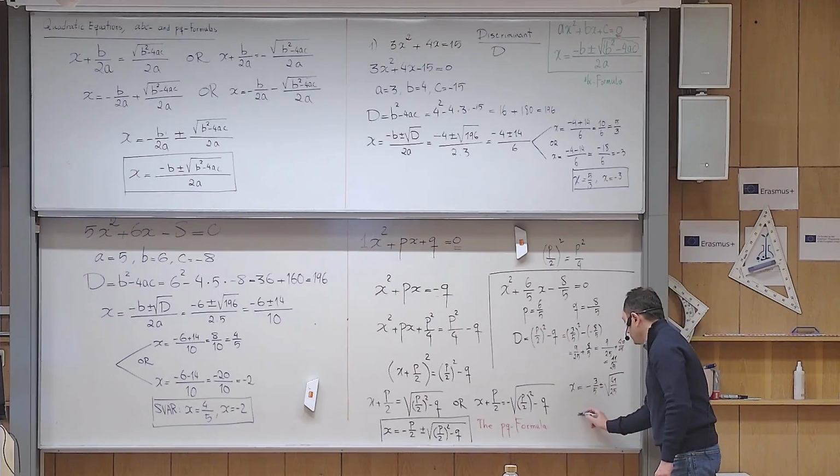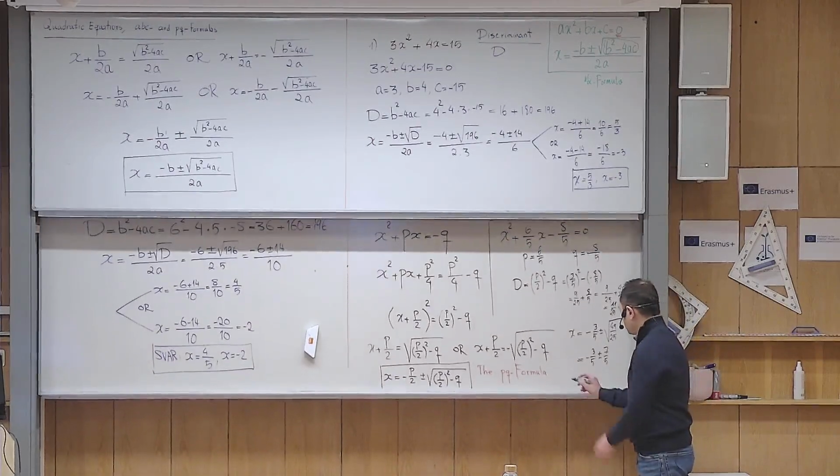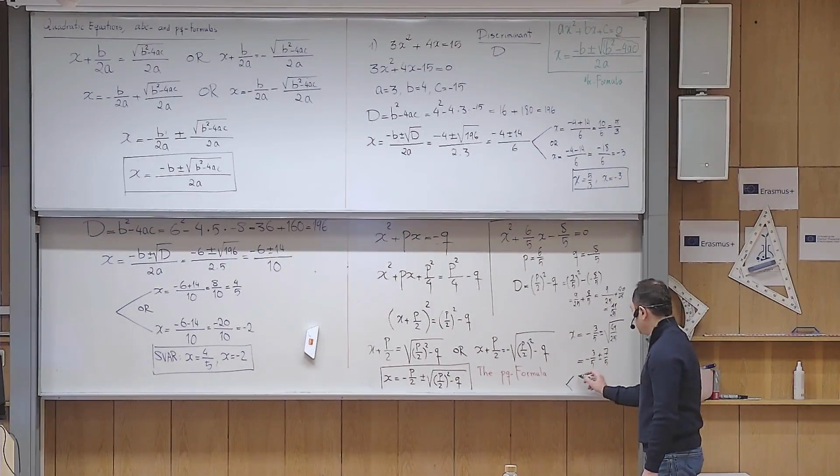Yes? What happens? It becomes minus 3 over 5 plus or minus 7 over 5. And then you have two answers again. One with the plus sign: minus 3 over 5 plus 7 over 5, which becomes 4 over 5. The other answer is minus 3 over 5, sorry for the mess, minus 7 over 5, which is minus 10 over 5, which is minus 2. So the answers are the same.